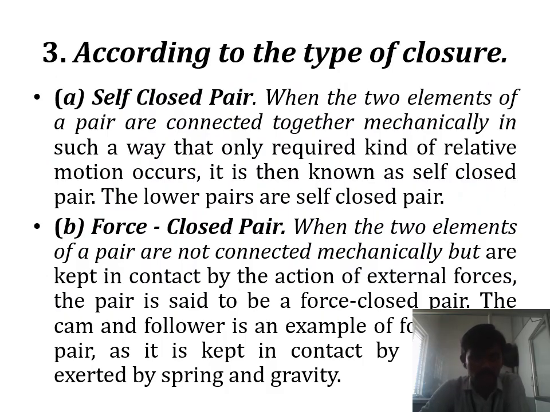According to the type of closure, there is the self-closed pair. When the two elements of a pair are connected together mechanically in such a way that only the required kind of relative motion occurs, it is known as a self-closed pair. The force-closed pair is where the two elements are not mechanically connected. Some external force is applied on the elements to keep them in contact. That is a force-closed pair.